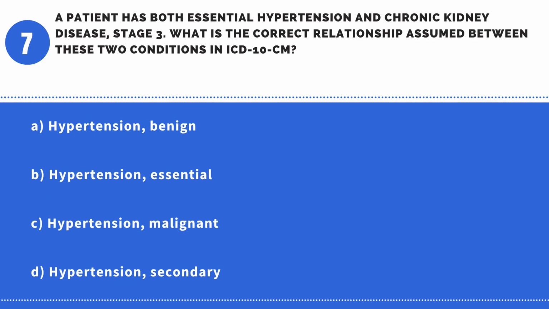Question 7. A patient has been diagnosed with malignant hypertension. What code category should you look for in the ICD-10-CM alphabetic index? A. Hypertension, benign. B. Hypertension, essential. C. Hypertension, malignant. D. Hypertension, secondary.